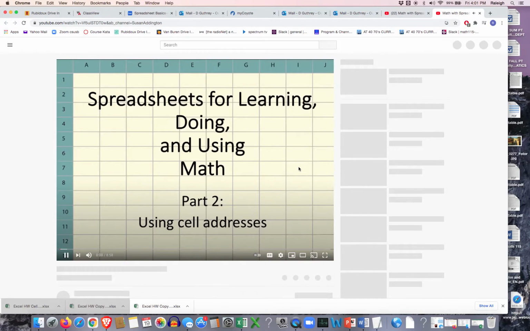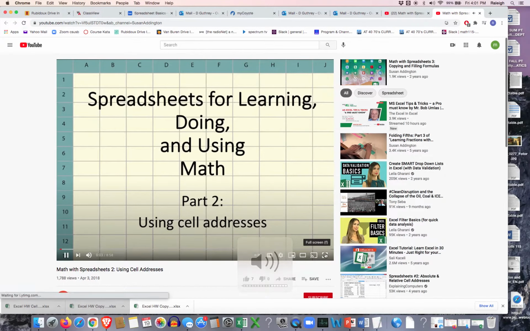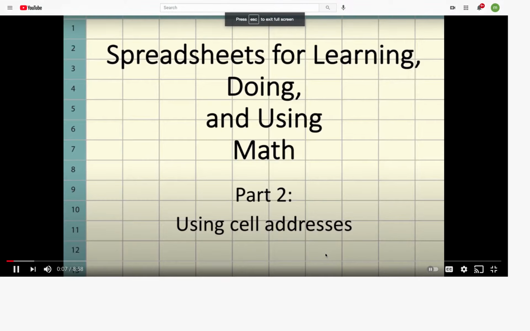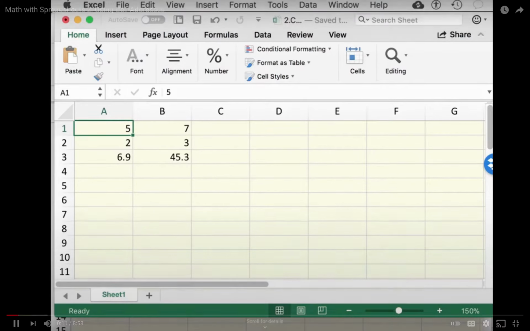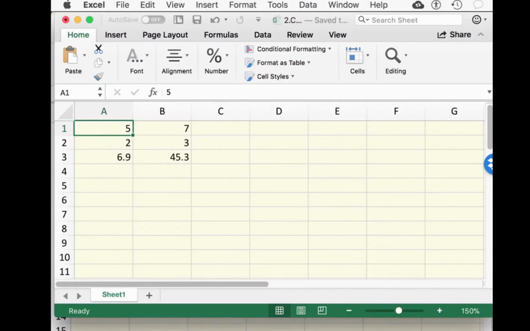So I'll have to comment because they will not provide the video or the audio. They will provide the video only. So here I will try to paraphrase what they're saying. Learning, doing, and using math. So we're using cell addresses, which we started to do already.